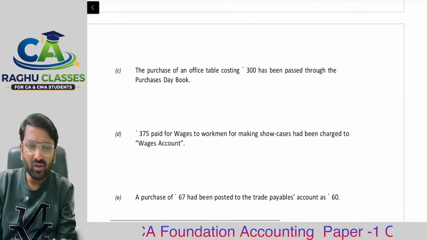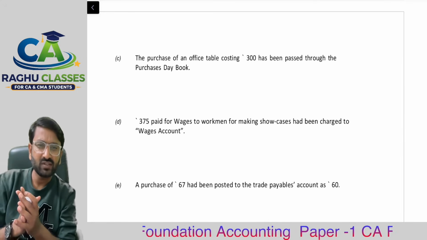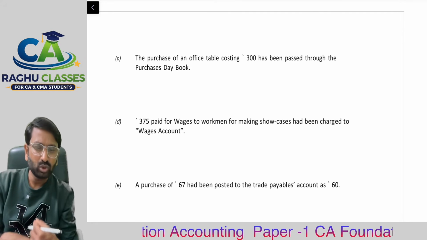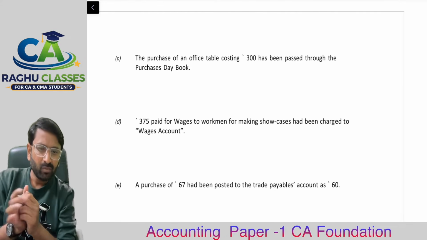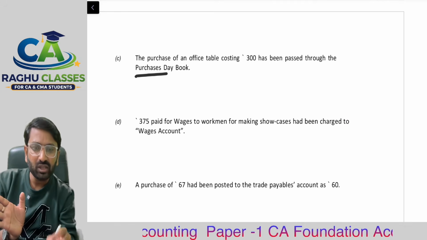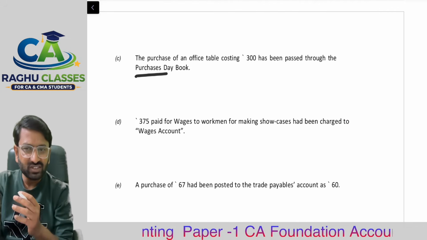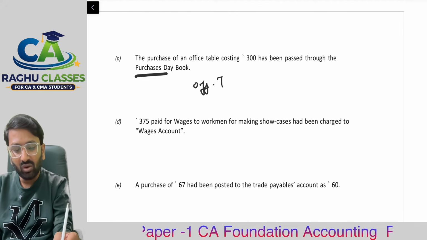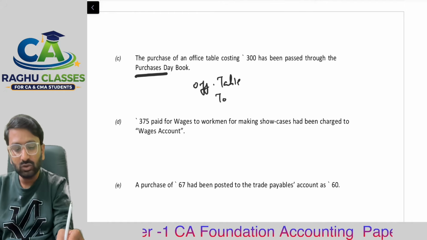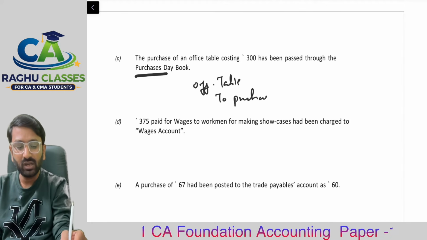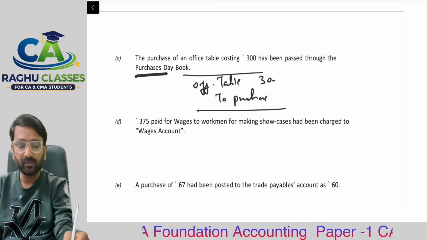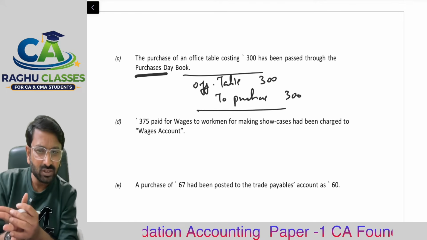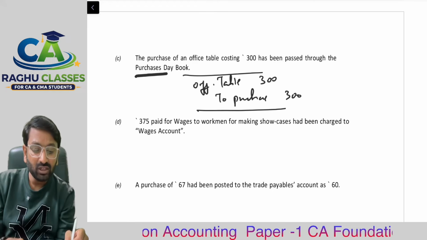The purchase of an office table costing 300 is passed through the purchase book. So when you purchase an office table, you should have debited office table account. But instead of that, they have recorded it in the purchase book. So instead of office table, they have debited purchase. Now can we say the rectification will be office table account debit to purchases. Purchase needs to be reversed. 300.